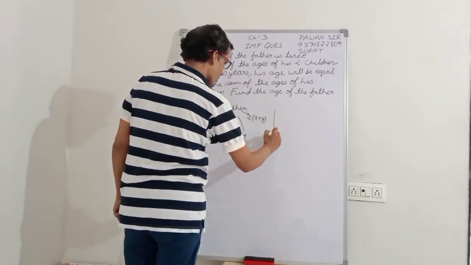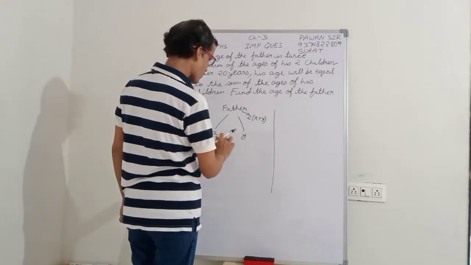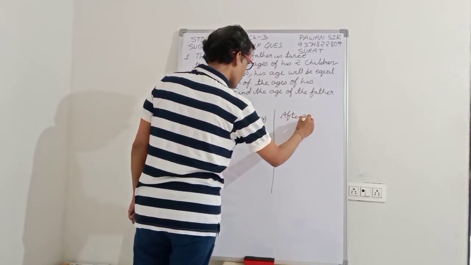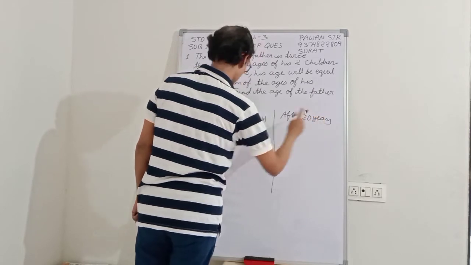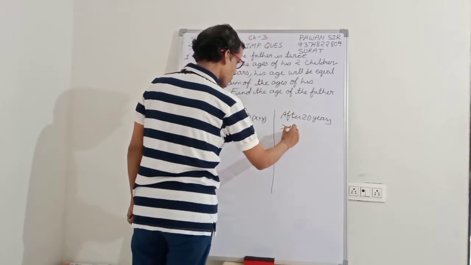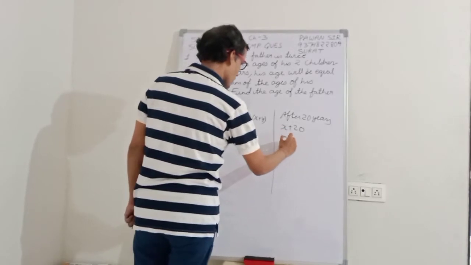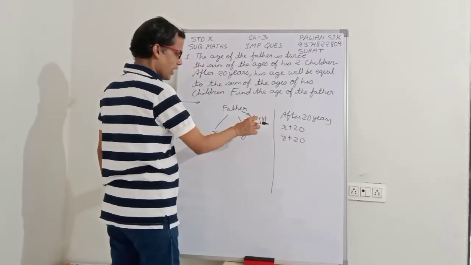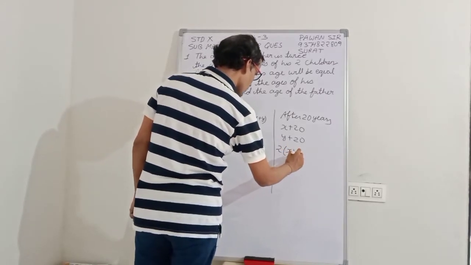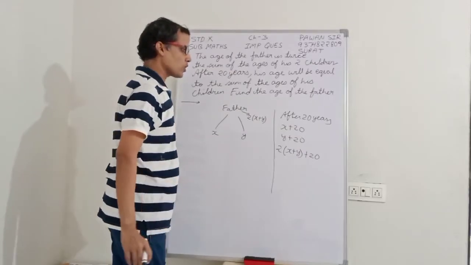Now in second case, after 20 years. After 20 years, what are the ages of the sons? The age of first son will be X plus 20, and the age of second son will be Y plus 20. And age of father after 20 years becomes twice of X plus Y plus 20. We have to add 20 to the age of all three.